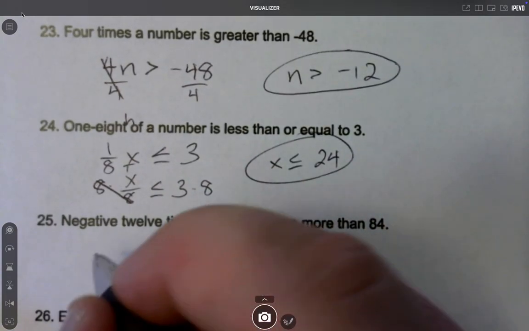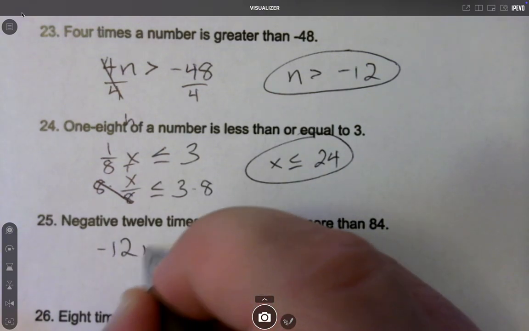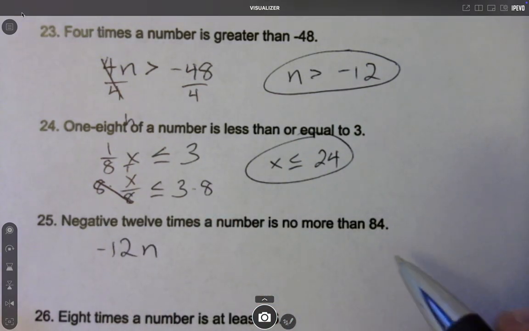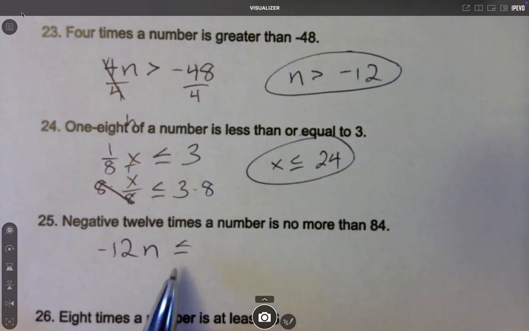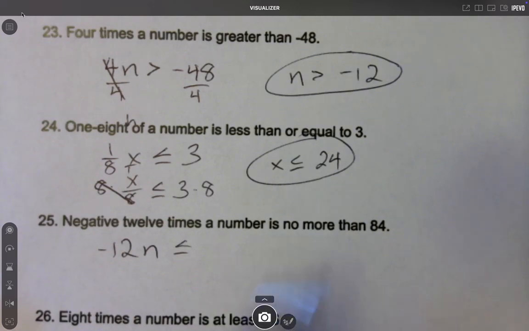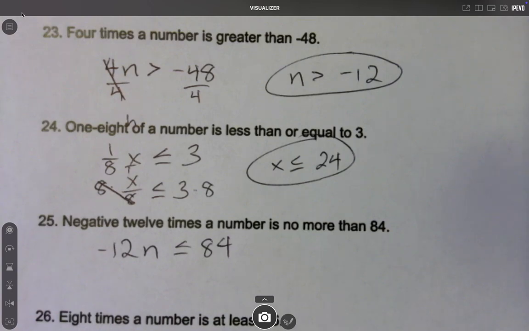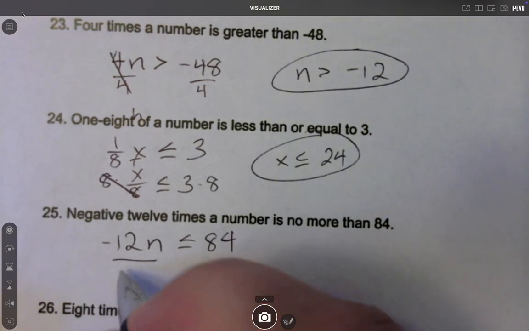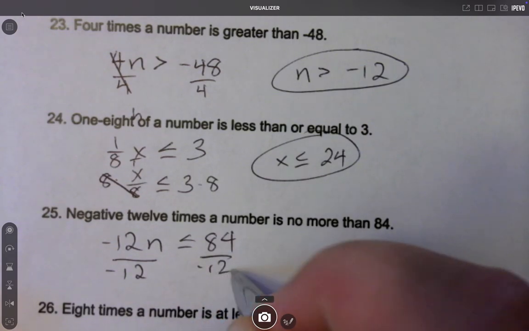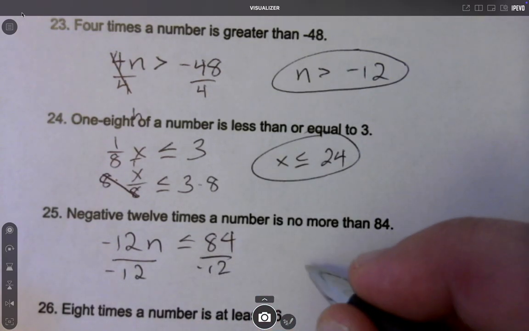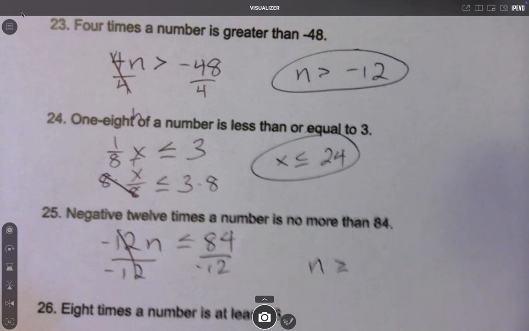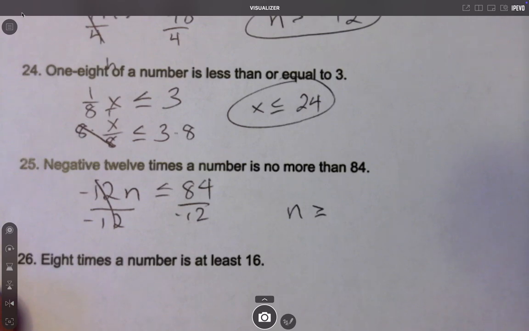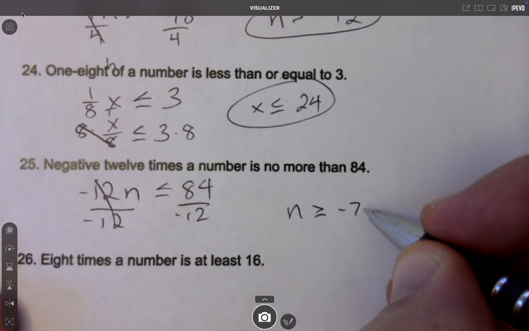Okay, negative 12 times the number is no more than, so it's less than or equal to, because it could be up to 84, which is where we have equal to, but it can't be bigger than it, so it must be smaller than it. So no more than is less than or equal to. Then we divide both sides by negative 12. And since we're dividing by a negative number, we will have to flip the inequality sign the other direction. And 84 divided by negative 12 is negative 7.